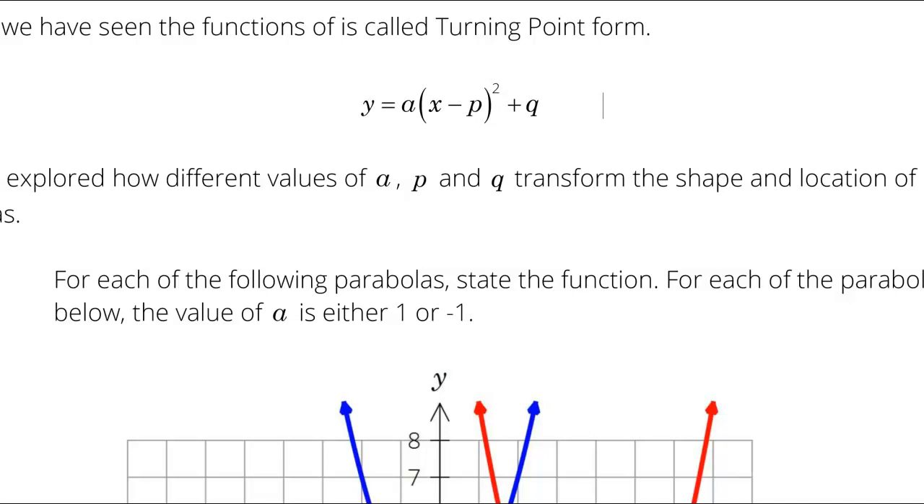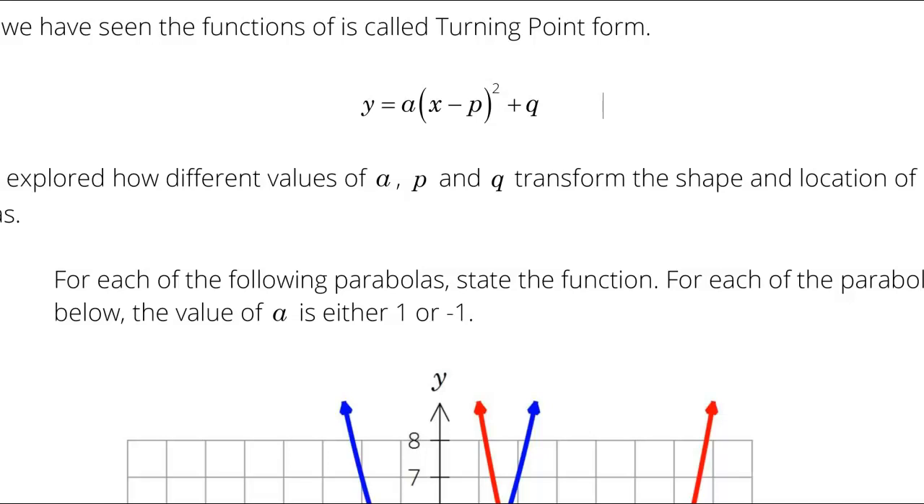All right, what about P? What does P affect? That gives us the shift left or right, that translation left or right. So remember, if it's, say, x take 2, that's going to translate to the right 2. We talked about the opposite sign. And what does Q do? Up or down. Yeah, the shift up or down.